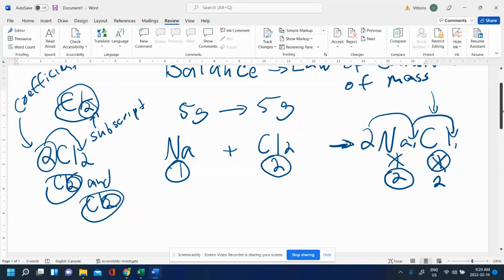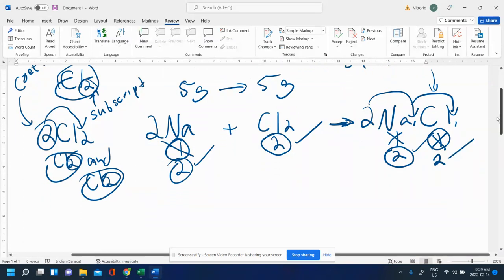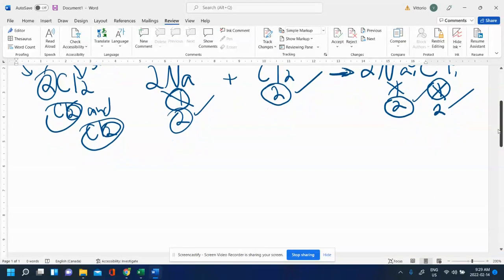That's a nice, easy fix. All we have to do is make 2 sodiums by putting a big 2 over here. And so 2 times 1 gives you 2. So now we have 2 sodiums, 2 sodiums, 2 chlorines, 2 chlorines. And you just jump back and forth until everything is nice and balanced, as you would see there.